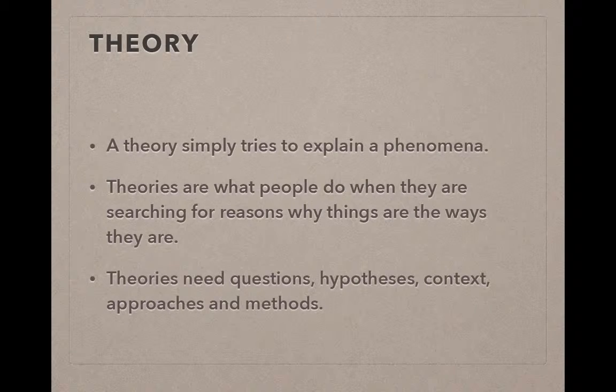And so we begin with the theory, and theory is simply anything that tries to explain a phenomenon or something that we don't understand. It begins with questions and hypotheses, causal relationships. We have to have context and an approach and methods. So theories are simply ways people search for answers. Why do things happen the way they do?